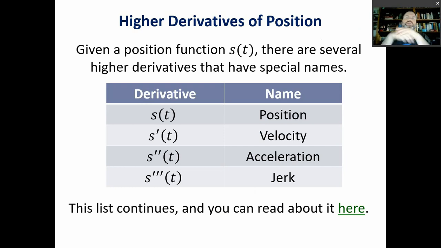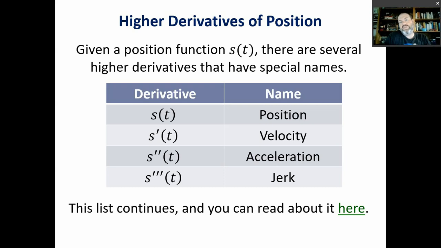So it turns out that we can keep taking more and more derivatives, right? If you have a position function, s of t, there are several higher derivatives that have special names. We've already seen position. We've seen velocity. Earlier in these slides, we saw acceleration, but acceleration is still new. Like, what is acceleration? It's still a new idea as of this slide set.